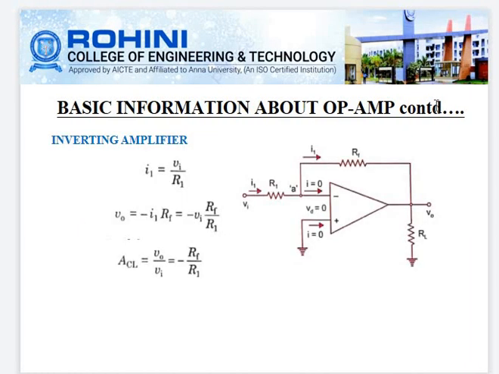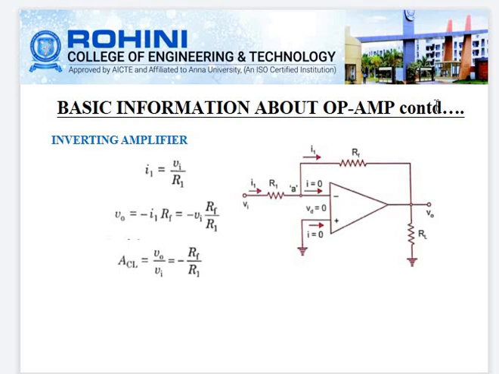Inverting amplifier. In the inverting amplifier, the non-inverting terminal is grounded and the input is applied to the inverting terminal through the current limiting resistor R1, and RF is the feedback resistance connected between the input and output. RL is the load resistance which is used to measure the output voltage across it.